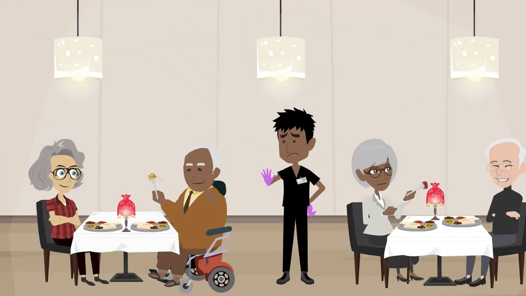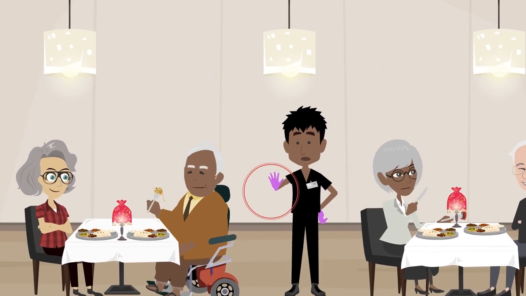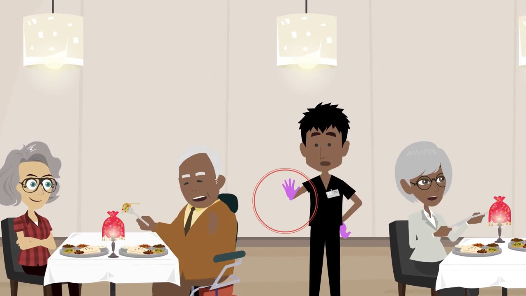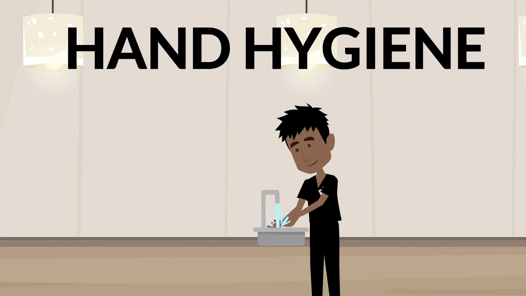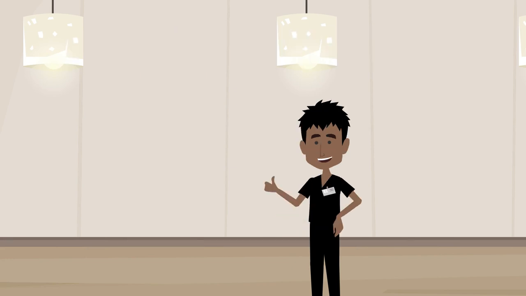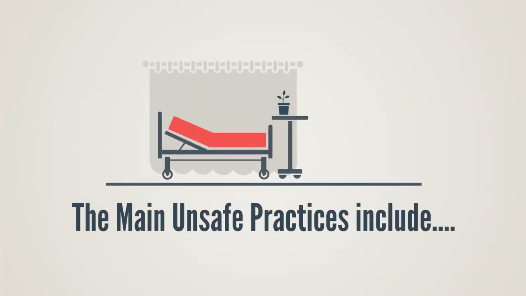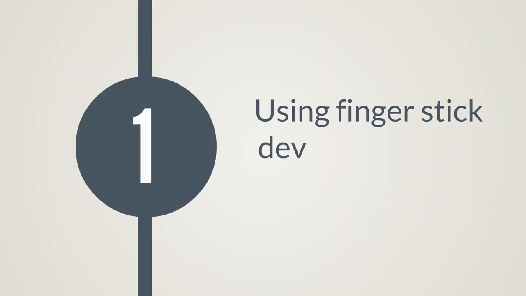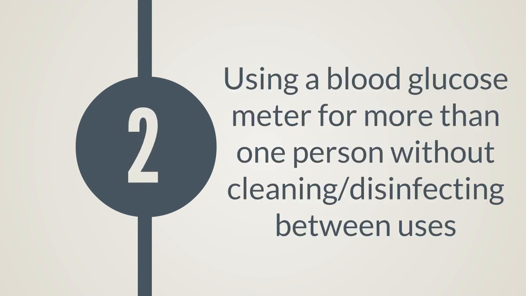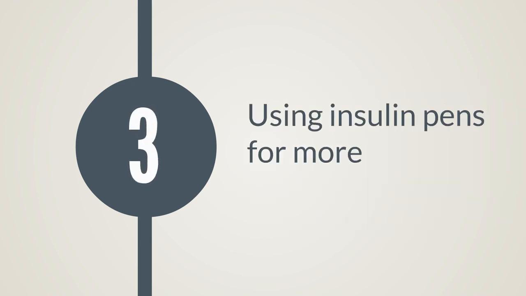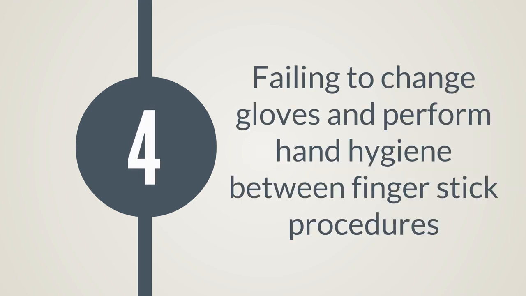Did you see Eric going from one resident to another without removing his gloves and performing hand hygiene between each resident? Cleaning hands with soap and water or alcohol-based hand rub is called hand hygiene. It's one of the most important infection control practices that helps keep us safe and healthy and is required between patient or resident contacts. The main unsafe practices often observed in clinical practice include using fingerstick devices for more than one person, using a blood glucose meter for more than one person without cleaning and disinfecting it between uses, using insulin pens for more than one person, and failing to change gloves and perform hand hygiene between fingerstick procedures.